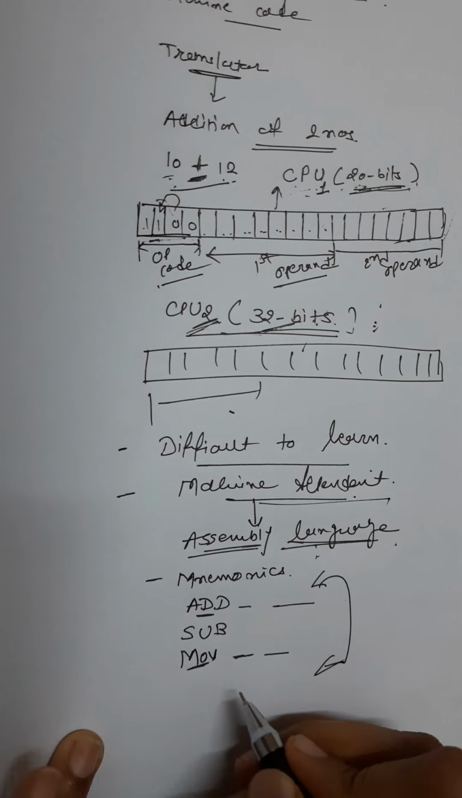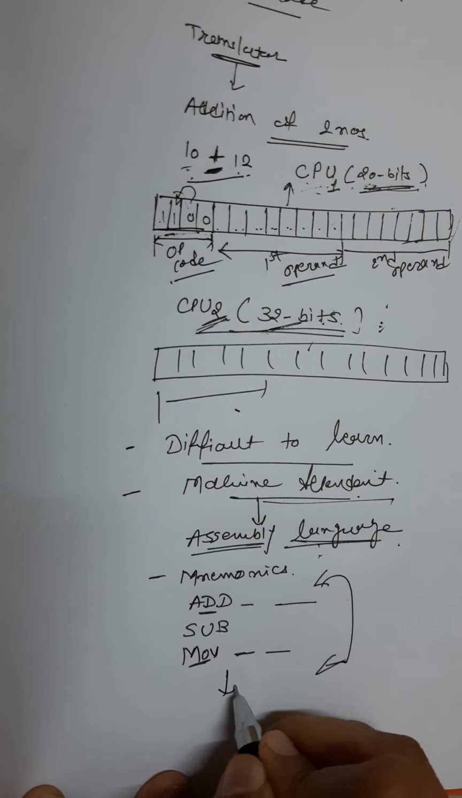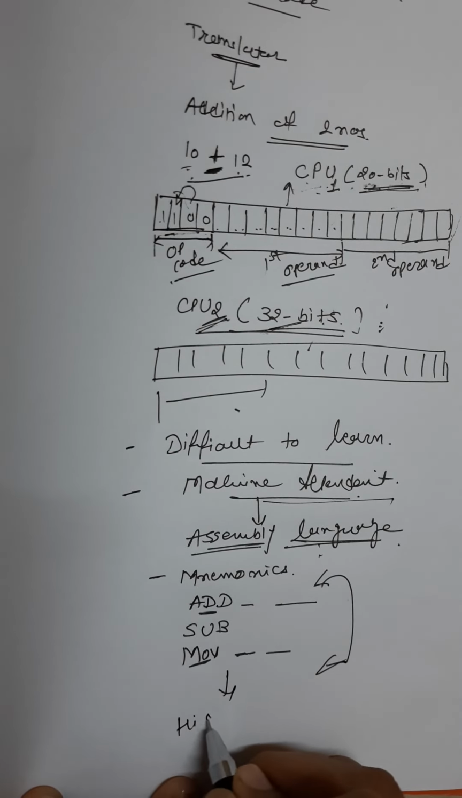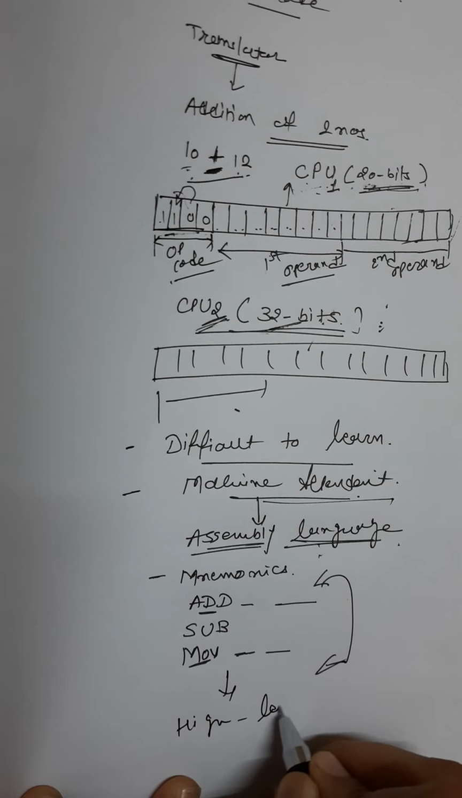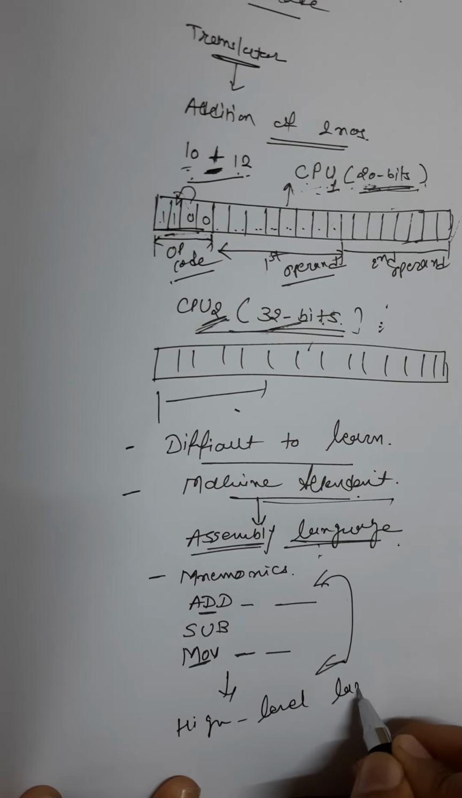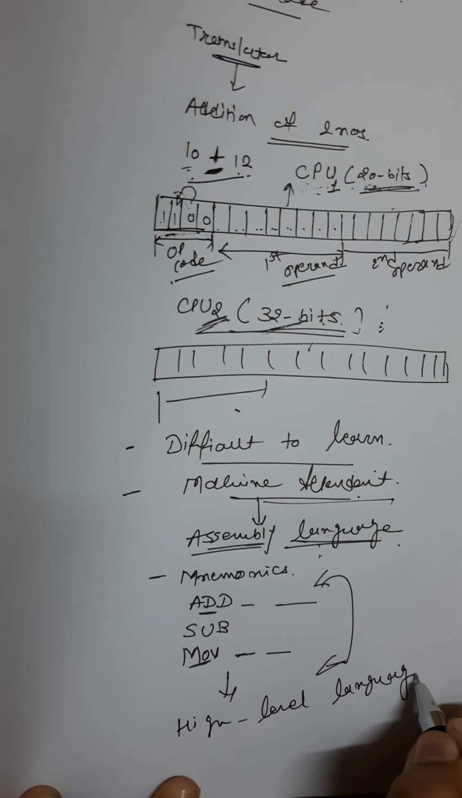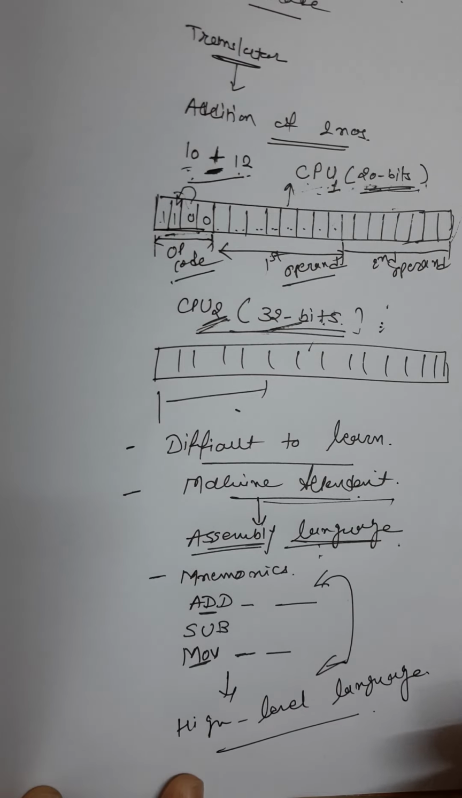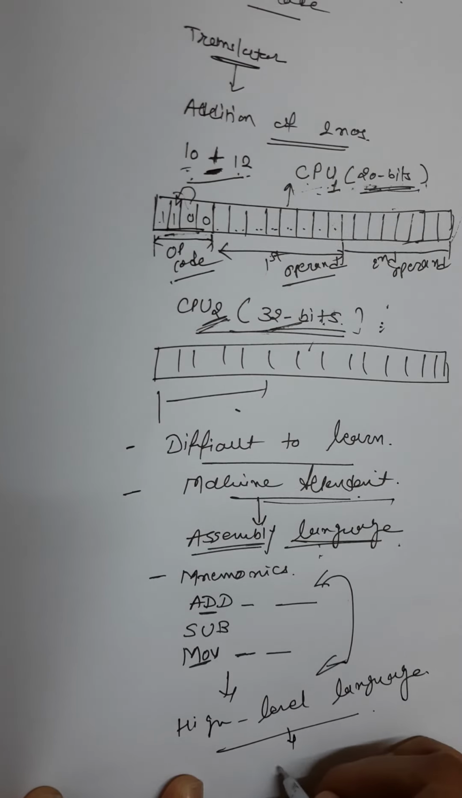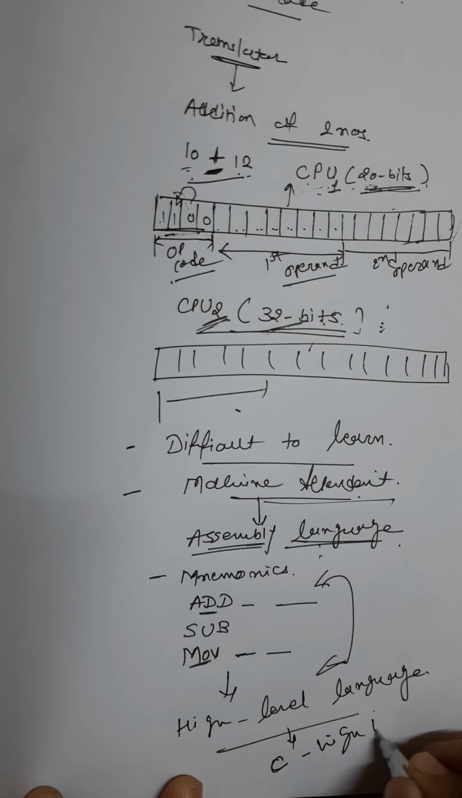And that is why the language called high level language got introduced. C is also one kind of high level language, which we will see in the next session.